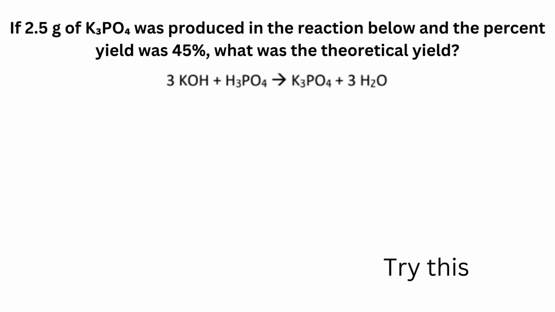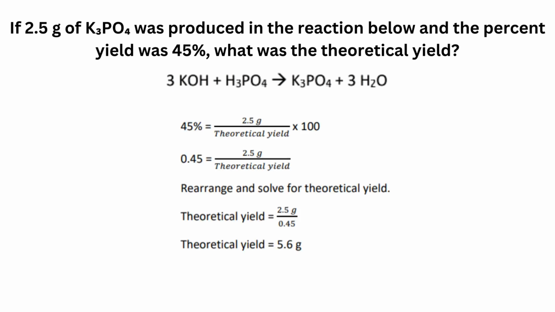Another question. If 2.5 gram of K3PO4 was produced in the reaction below and the percentage yield was 45%, what was the theoretical yield? Please try this question. And you get the answer as 5.6 gram.